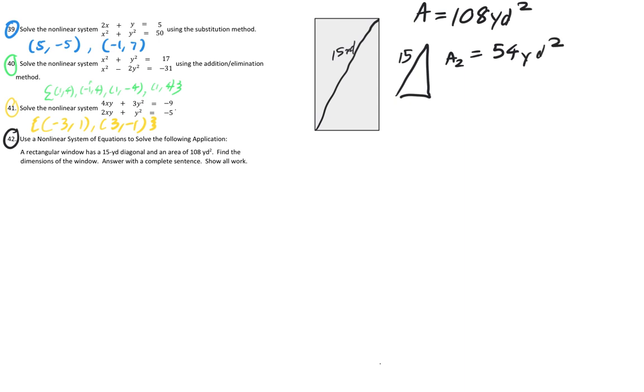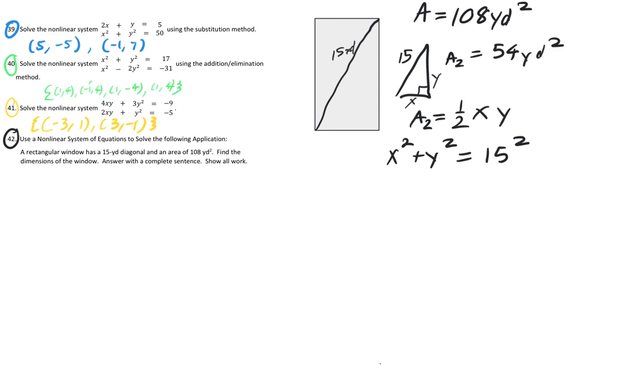And we know the area equation: area is equal to 1/2 base. Let's call this base x and this height y. Then we also know that this is a triangle, which means the Pythagorean theorem applies. So x squared plus y squared is going to be equal to our c of 15 squared. Now we have two nonlinear systems, and now we can solve.